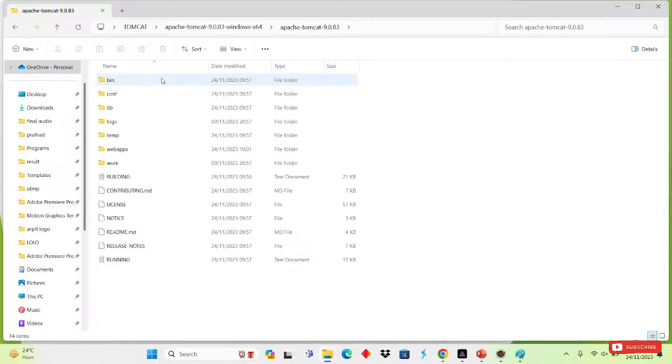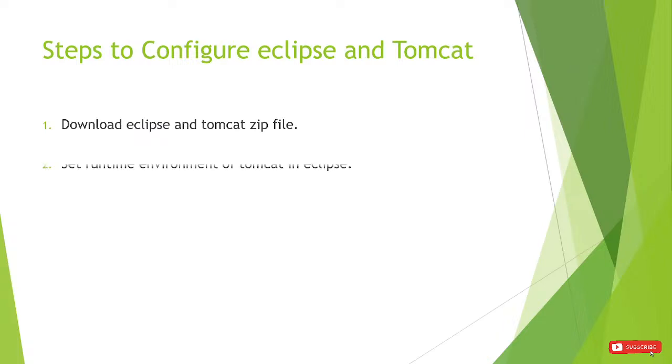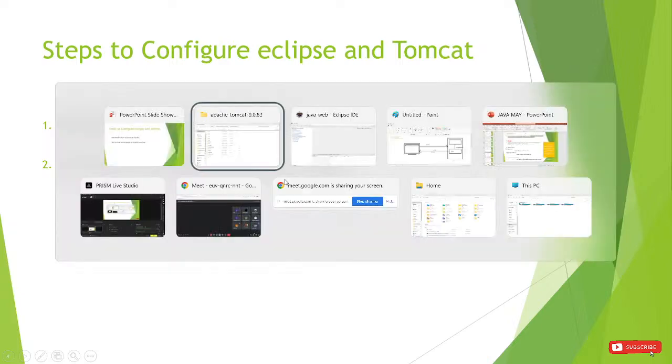Okay, and inside that you are seeing this many files. There is bin, conf, lib, logs, all these files you will be able to see. After that, which is the next step here? See, set the runtime environment of Tomcat in Eclipse. So here we have to set the runtime environment of the Tomcat file.